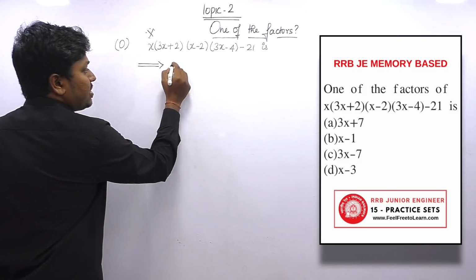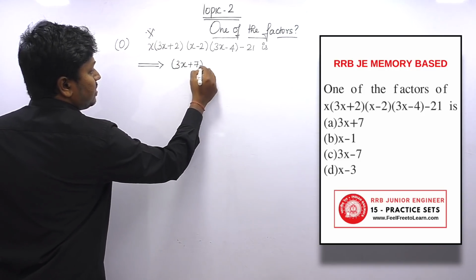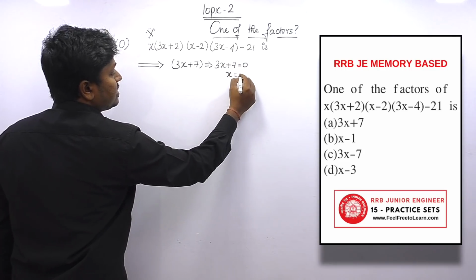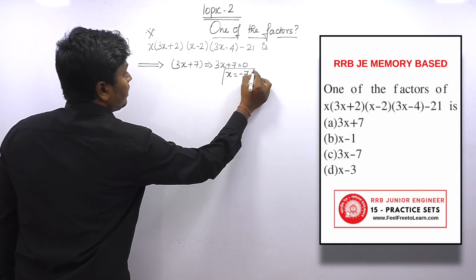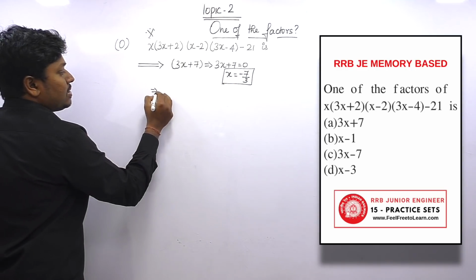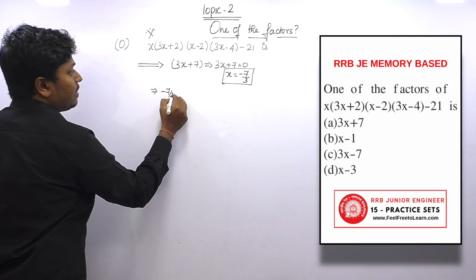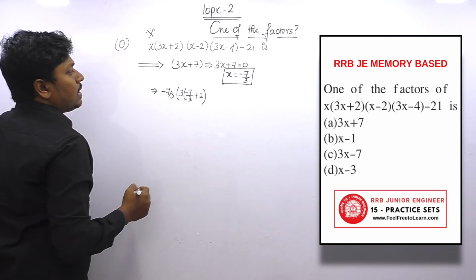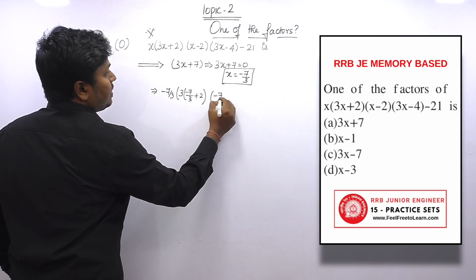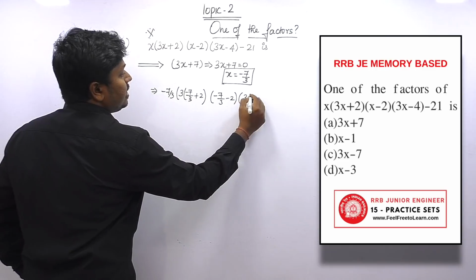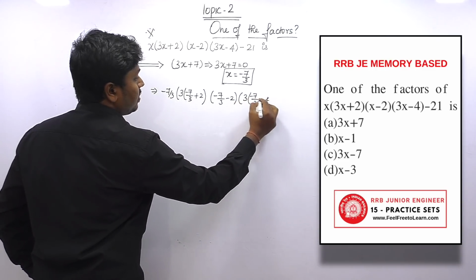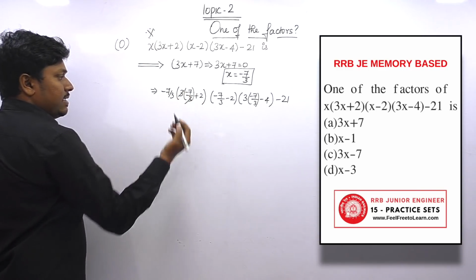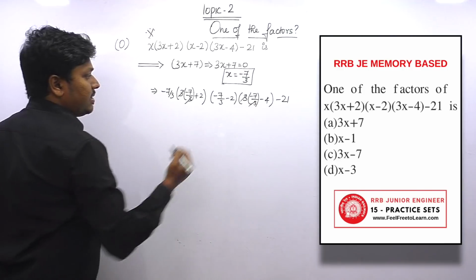3x plus 7, right? First option, let me take 3x plus 7. So from this find the value of x. So 3x plus 7 is equal to 0. So x is equal to minus 7 by 3. Let me substitute the value of x here. So once you substitute the value of x here, minus 7 by 3. So 3 into minus 7 by 3 plus 2. And the next step is minus 7 by 3 minus 2. So similarly 3 into minus 7 by 3 minus 4. So minus 21. Let me do one thing, we can cancel 3 and 3 here. Similarly we can cancel 3 and 3 here.